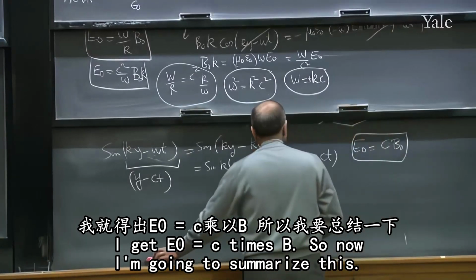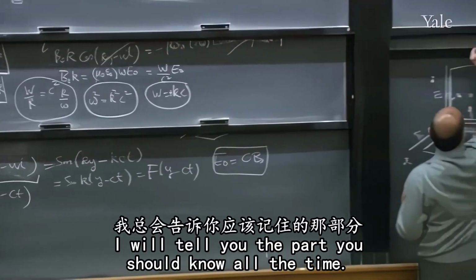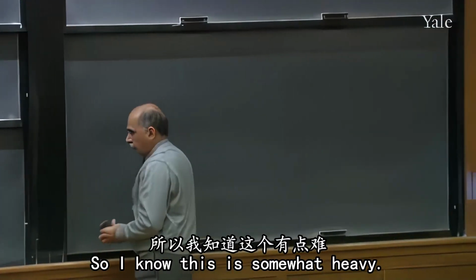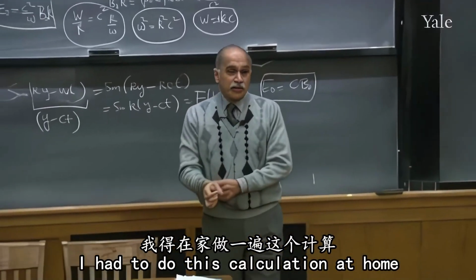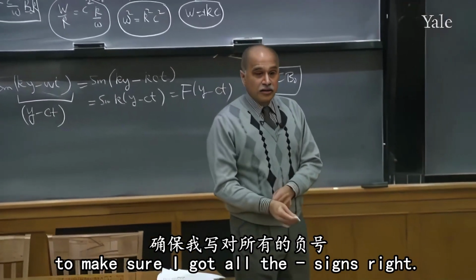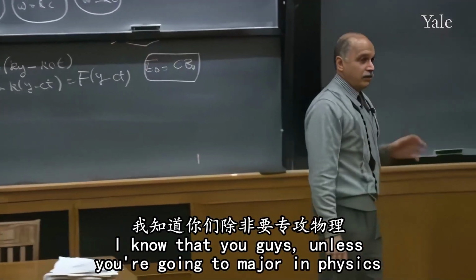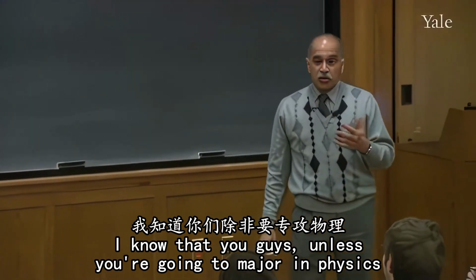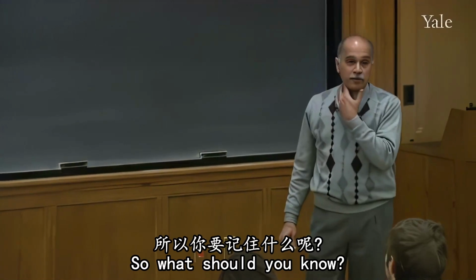So now I'm going to summarize this. Don't worry about the details. Now I will tell you the part you should know all the time. So I know this is somewhat heavy. I mean, I had to do this calculation at home to make sure I got all the minus signs right. There's an orgy of minus signs. I'm not that interested in that. I know that you guys, unless you're going to major in physics and want to do it for a lifetime, don't want to know all that. So what should you know?